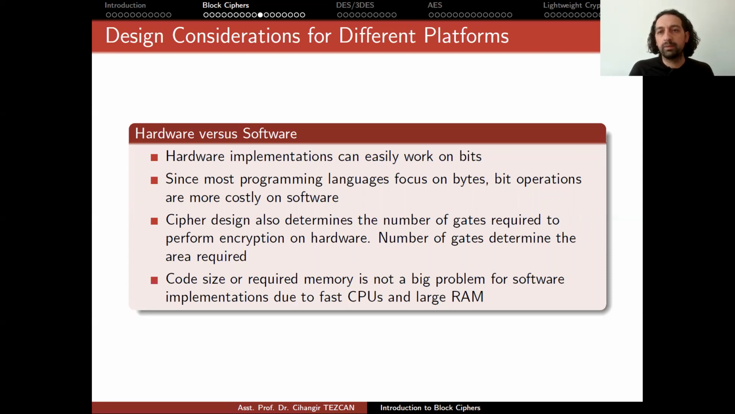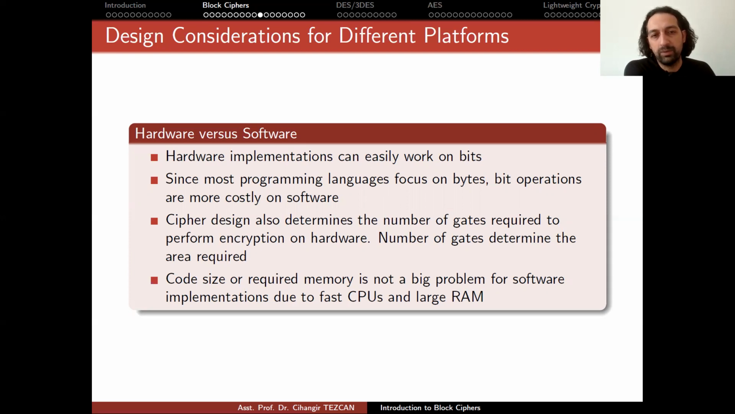perform operations on bytes or bigger data structures like 32-bit or 64-bit unsigned integers. But for instance, to access the 7th bit of a 64-bit integer, you have to shift that bit and perform an AND operation and so on. So it is not that easy to perform operations on every bit. This is why an algorithm that is fast on hardware, which works on bits, might be slow on software. So cipher design also determines the number of gates required to perform encryption on hardware. So the number of gates determines the area required.